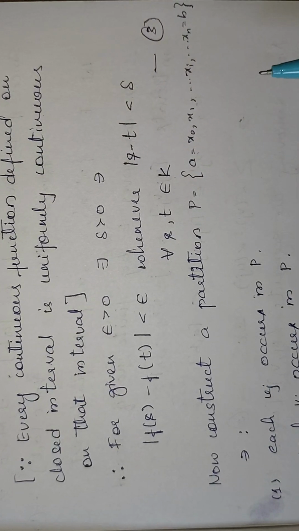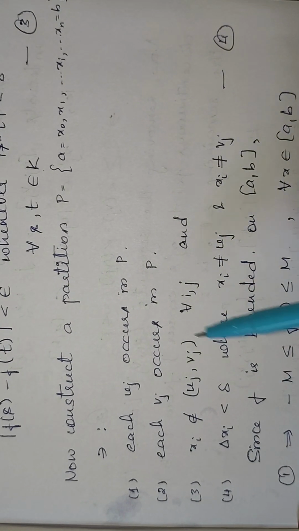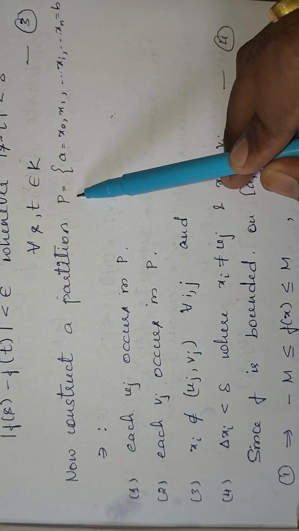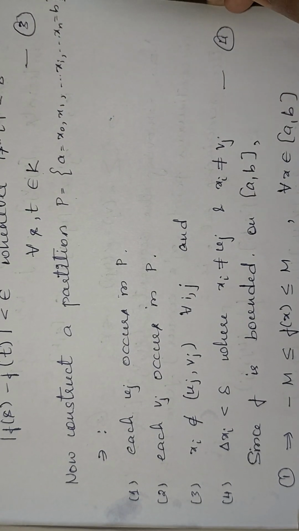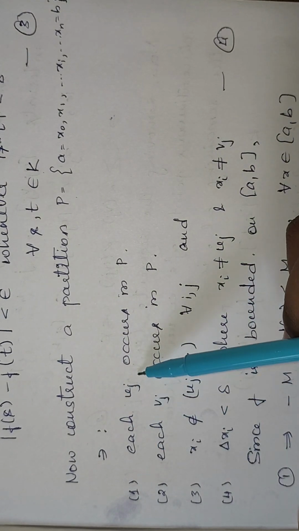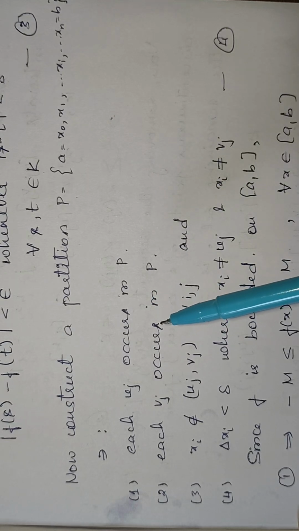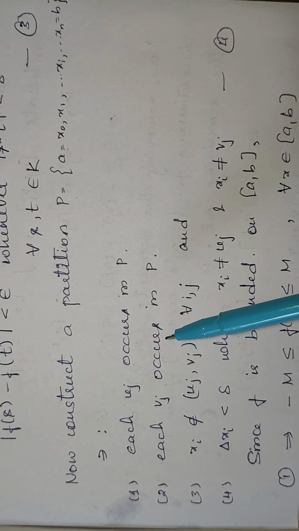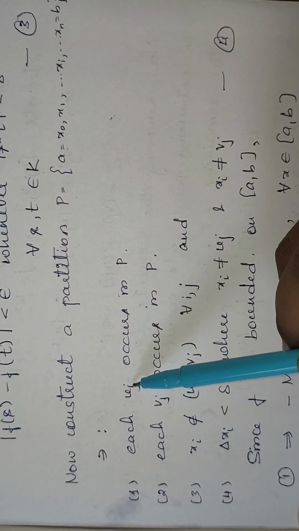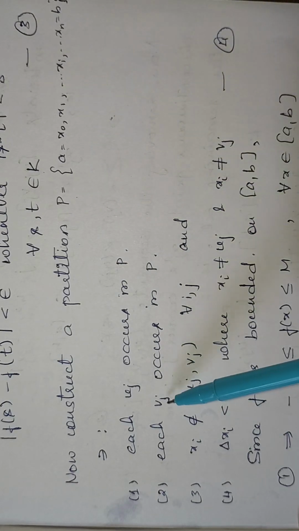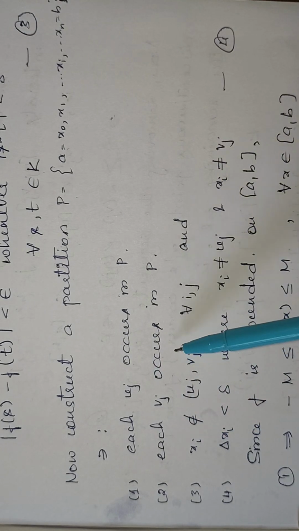Okay, and now we construct a partition P which follows these things. So construct a partition P which contains a equal to x0, x1, etc. up to xi, etc. up to xn, which is equal to b, such that each uj occurs in P. So we have actually constructed those intervals (uj, vj), with j running from 1 to p. Here we are taking care that uj is contained in P, vj is contained in P. So each uj occurs in P. Second condition, each vj occurs in P.